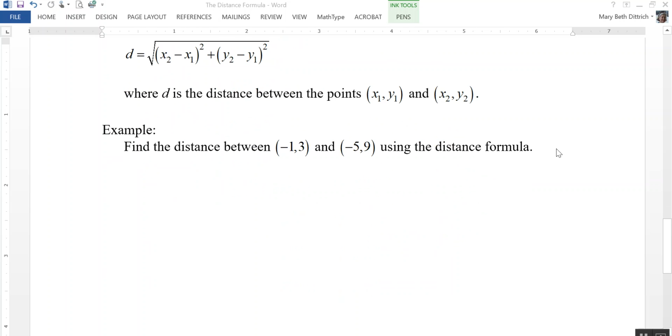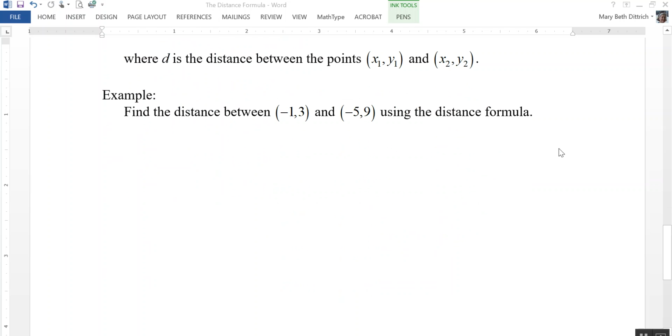So let's try one example here, where we're going to find the distance between the points (-1, 3) and (-5, 9) using the distance formula. So I'm going to calculate this by saying d is equal to the square root of x2 minus x1, -5 minus -1 squared, plus y2 minus y1, 9 minus 3 squared, and I take the square root of that whole thing. Now I just use order of operations to simplify.